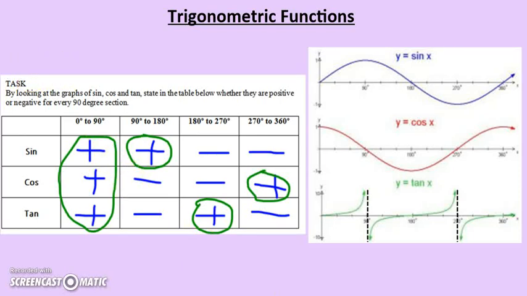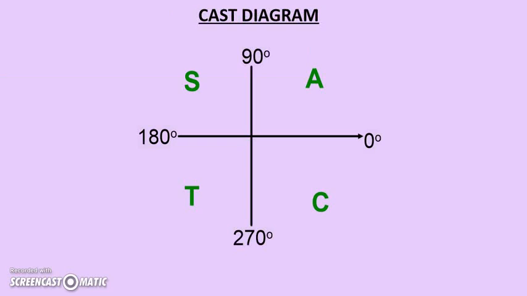What is a cast diagram and how do you draw it when you need it in the exam? Well, here it is. Okay, so it's a very simple diagram to draw. You just draw it from memory in the exam. You've got a horizontal line there, that's 0 degrees at the end there, and then you do a vertical line. So this gives you the 4 quadrants, 0 to 90, 90 to 180, and so on, the 4 quadrants there.